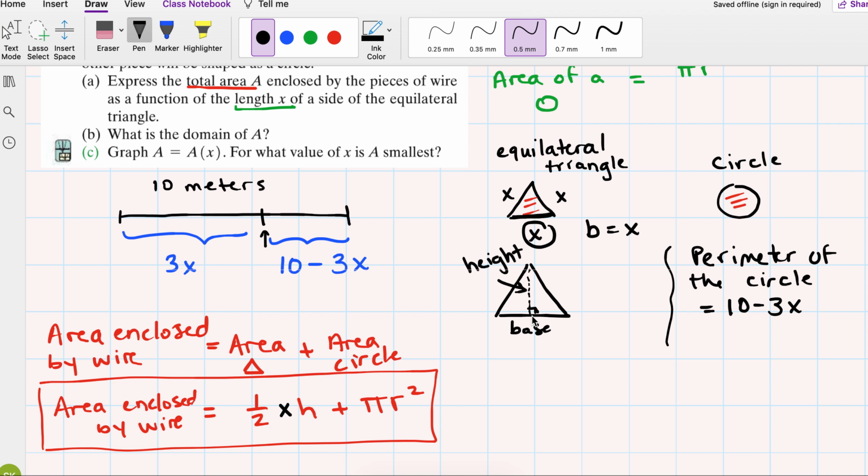What about the height? How can we find this? Well, notice that this is x, the side here, and this height intersects the base right in half. So this piece is 1/2 x, and this piece is 1/2 x. So by doing this, we can focus on this half of the triangle. This half is a right triangle.